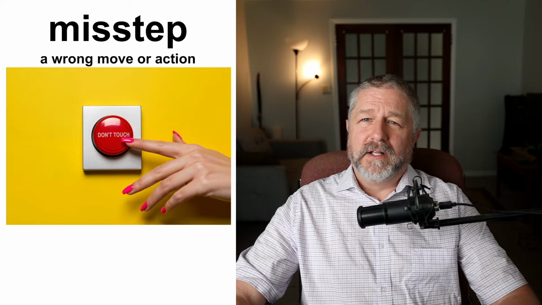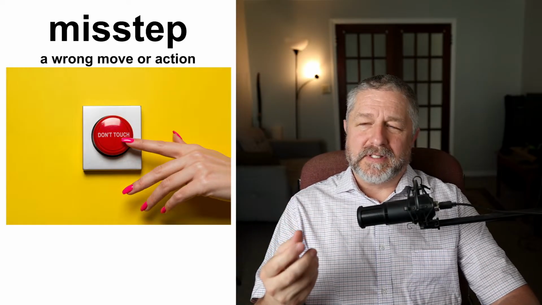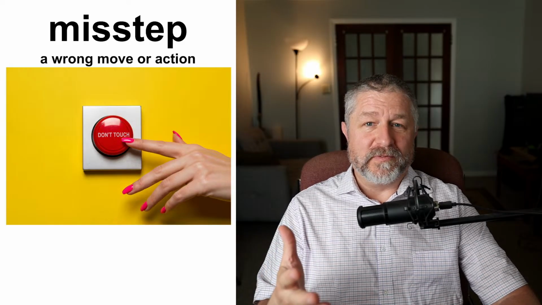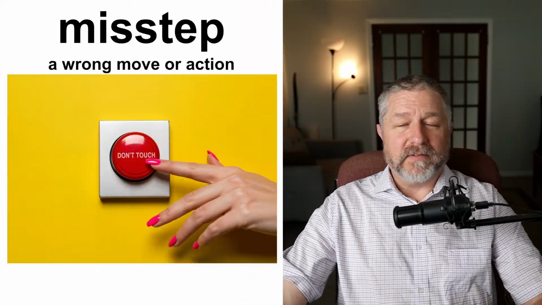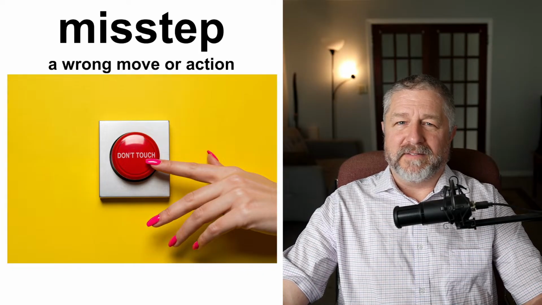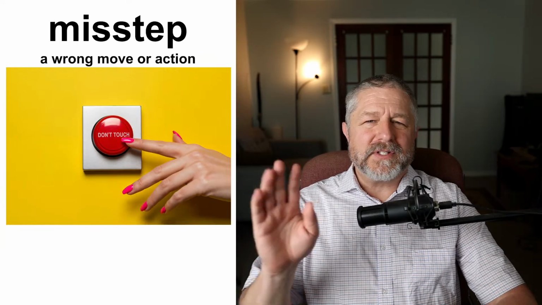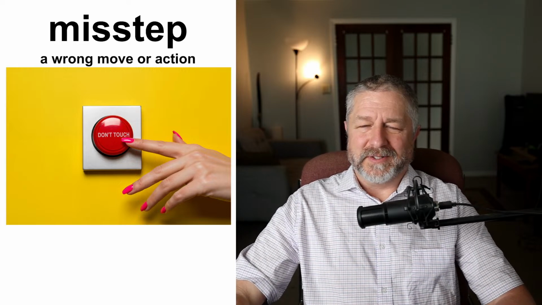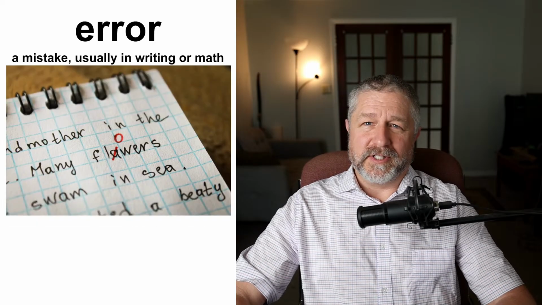A misstep. So this is a little more formal. We don't use this word a lot, but a misstep is simply a mistake. It's a wrong move or action. So this button says don't touch. It would be a misstep if someone was to touch it. So it's very similar to a mistake. In fact, I think it's used interchangeably sometimes. Like, I didn't make a mistake. It was just a misstep. Like you're trying to make it sound a little lighter.